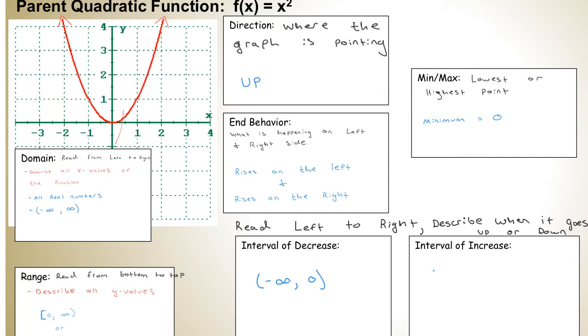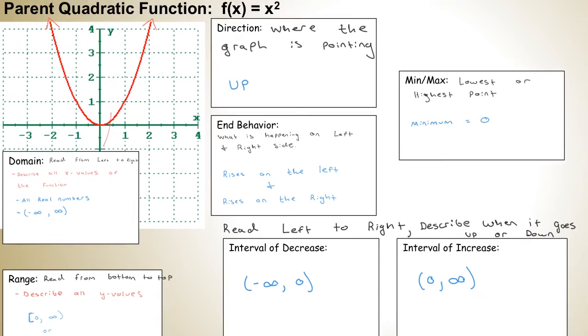An interval of increase is actually going to start at 0, okay? And then after I pass 0, it's never going to stop increasing. It's going to increase forever. So it would go all the way to positive infinity. So that would be my interval of increase, okay?